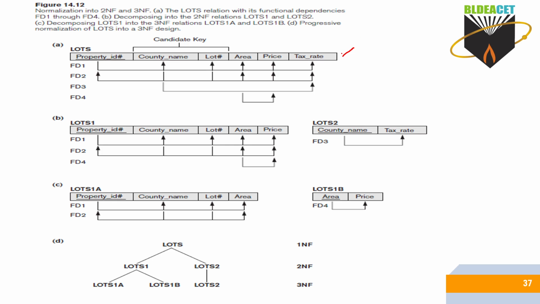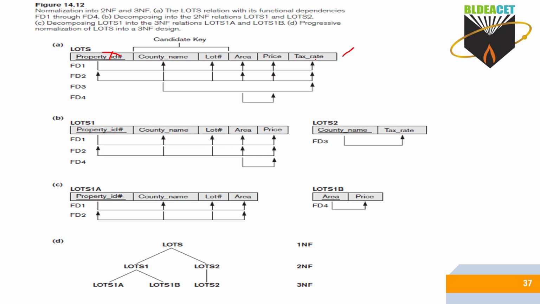Next, the second normal form. What is it? All the attributes must be fully functionally dependent. We know that tax rate is functionally dependent on your candidate key, the county key here, and the remaining attributes, area and price, are also functionally dependent on it. Without the property ID, based on the county you can set the tax rate. This tax rate depends on your county name here.